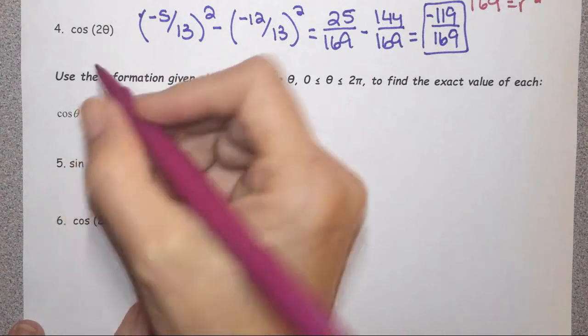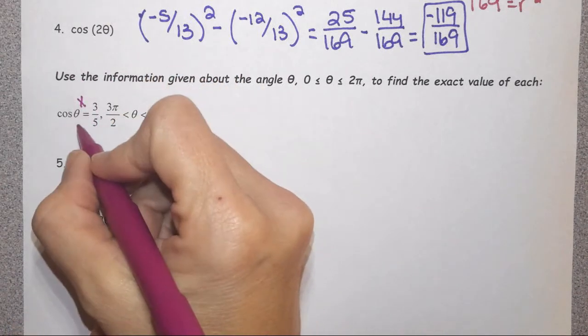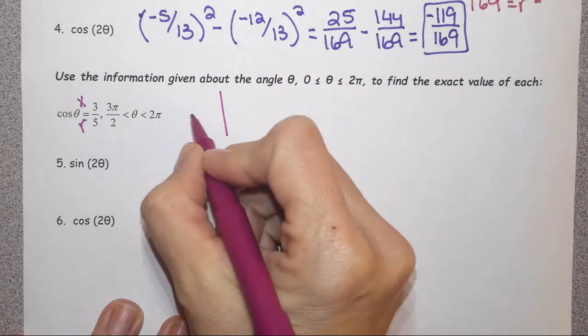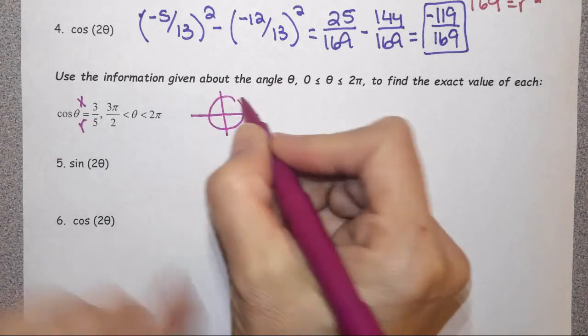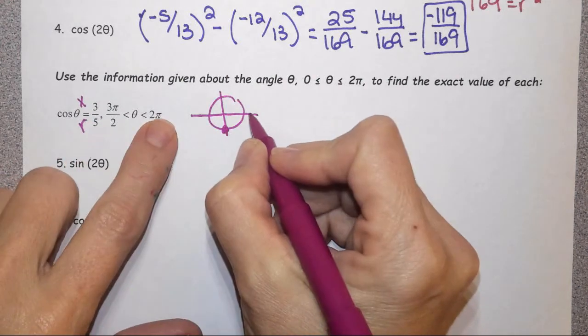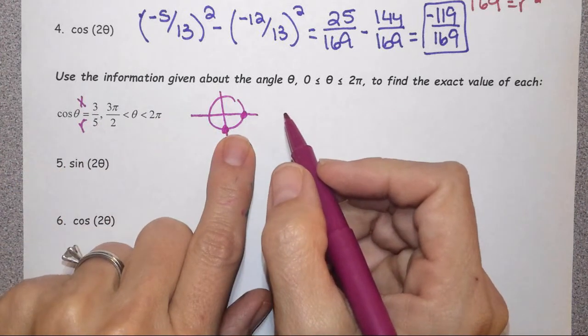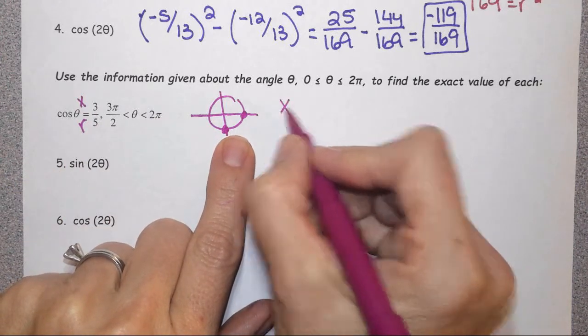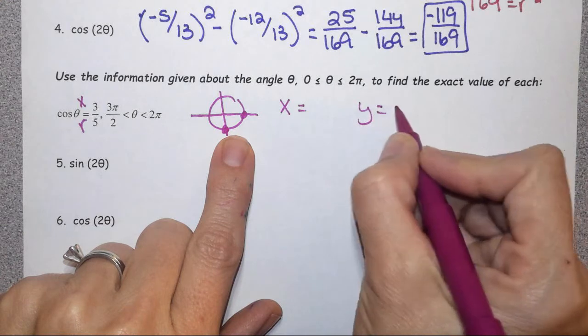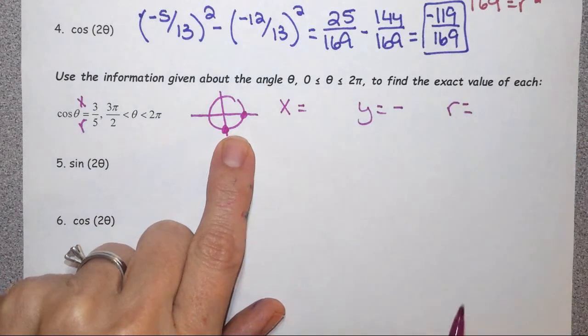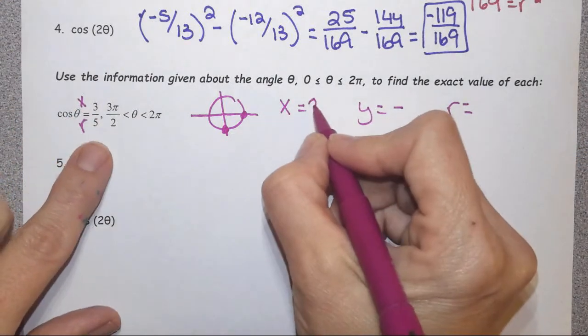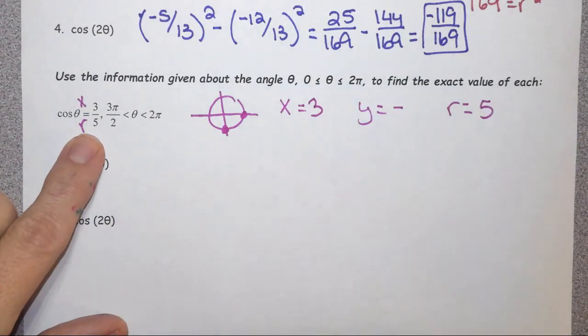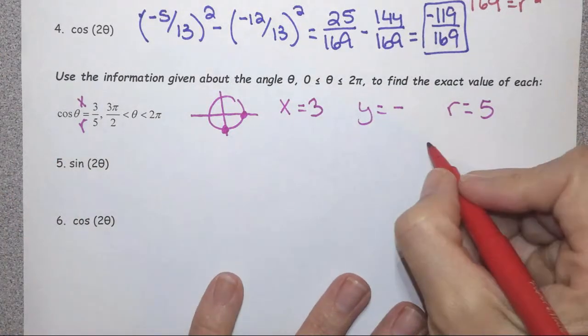Okay, they gave me cosine, so they gave me the x, and they gave me the r. They're telling me that I'm between 3 pi over 2 and 2 pi, so I'm in quadrant 4. Because I'm in quadrant 4, my y is going to be negative. So I know x is 3, I know r is 5. I'm going to plug into my formula again.